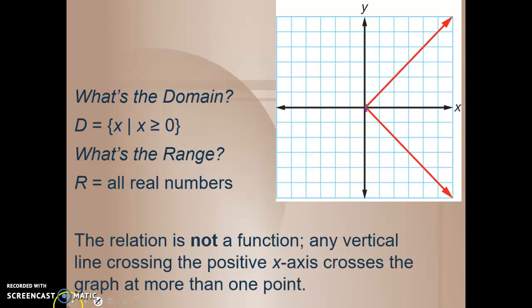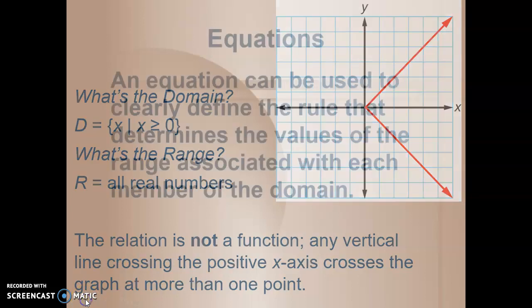This relation is not a function. Any vertical line crossing the positive x-axis crosses the graph at more than one point. If I were to draw a vertical line here, or here, you can see that it would cross the graph there at 2 separate points. That means my x value got repeated and it is not a function.